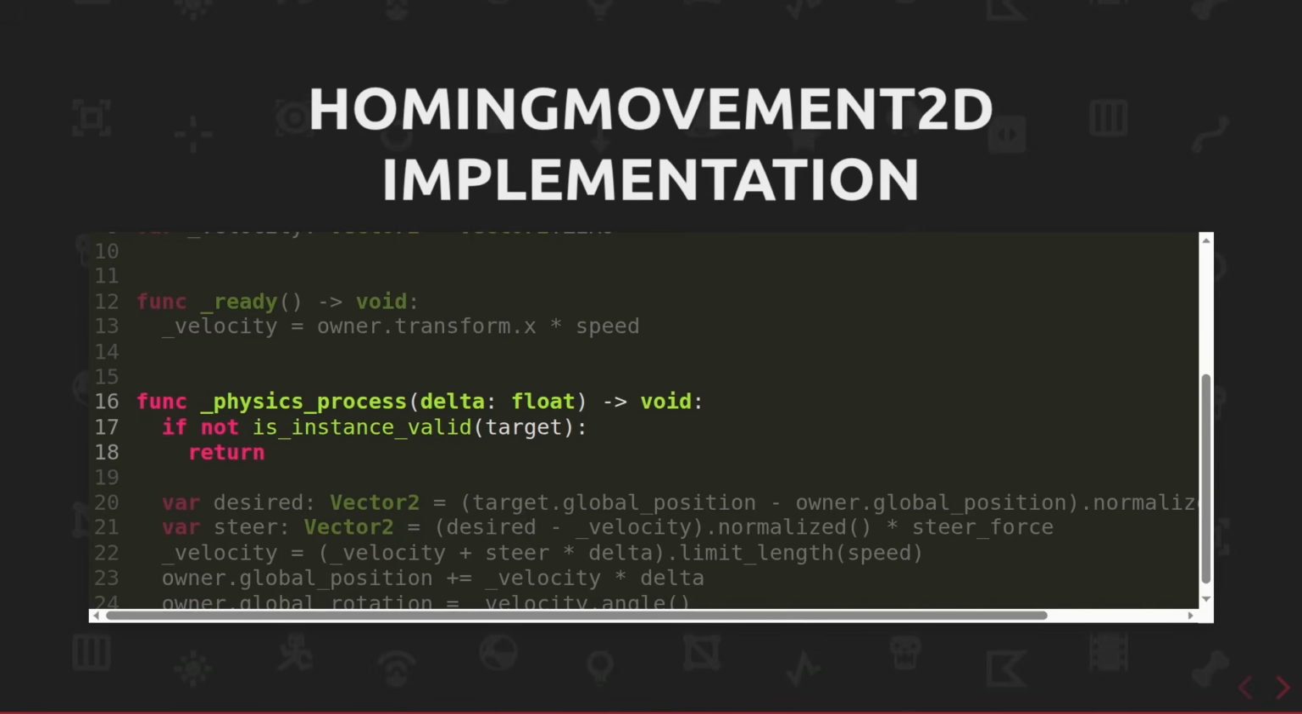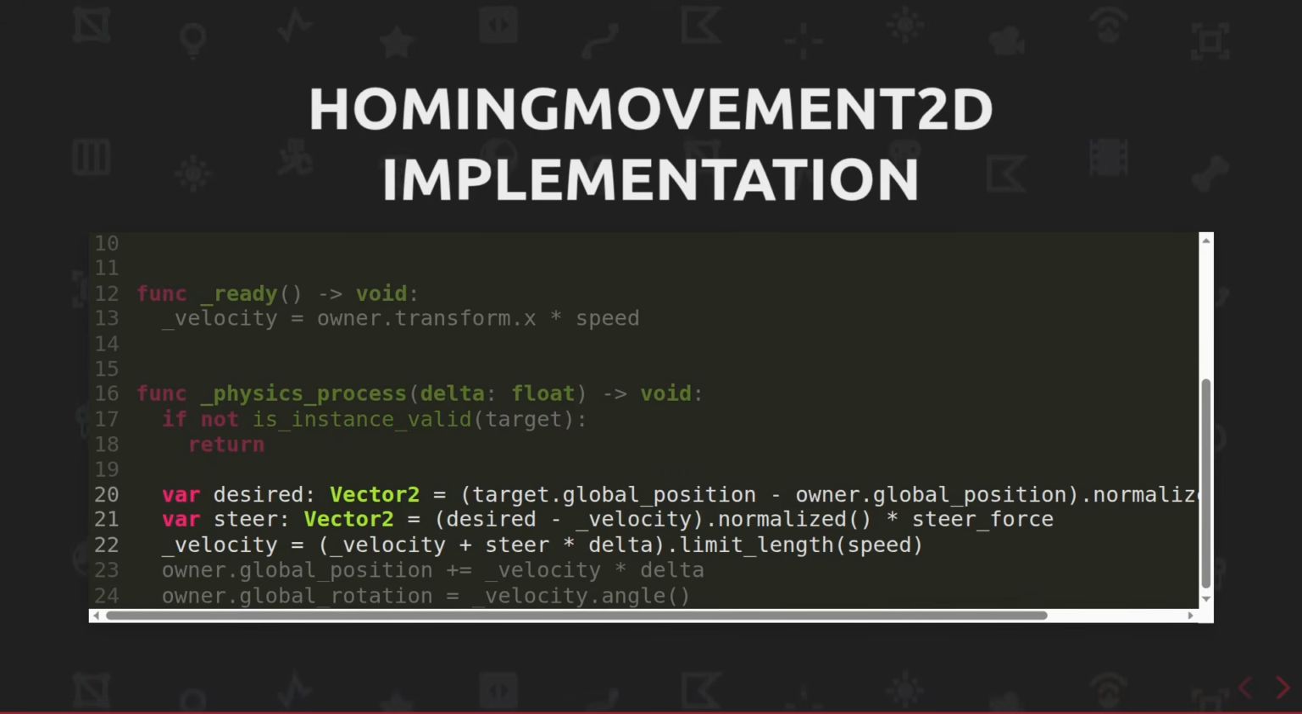Again, inside physics process, we start with a safeguard. And what this safeguard does is it makes sure that we have a valid target. So if for whatever reason the target is being deleted or it's no longer valid inside the game, we don't need to follow anything, so we can return from this method immediately. Then we want to do the steering behavior.